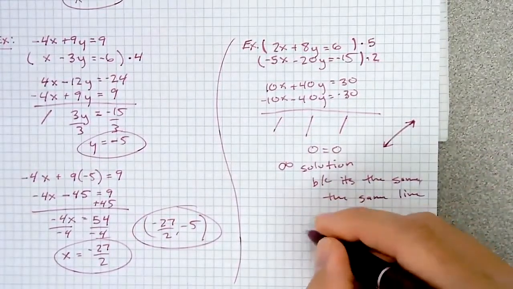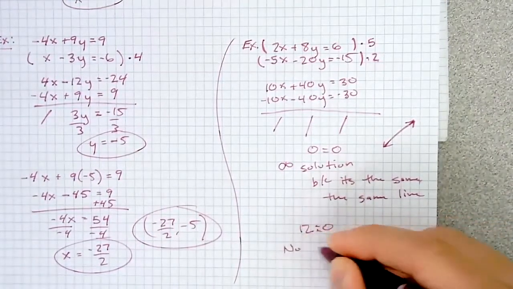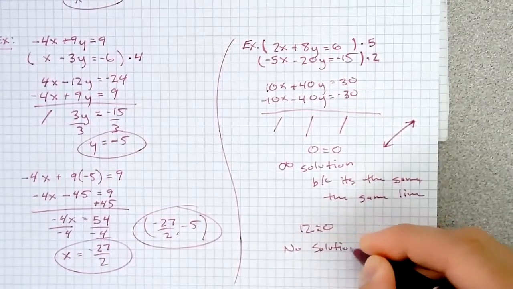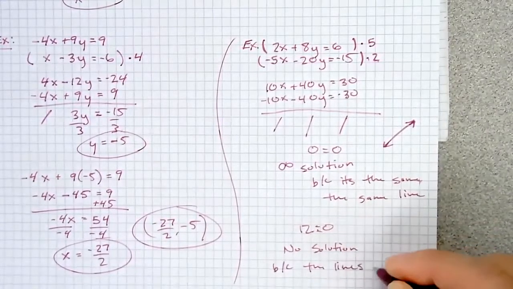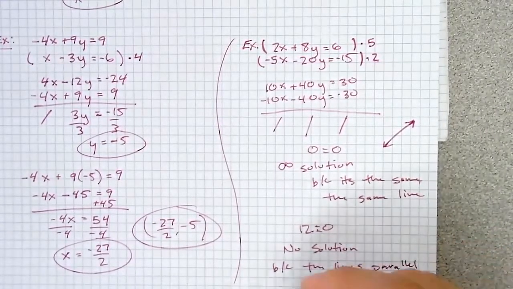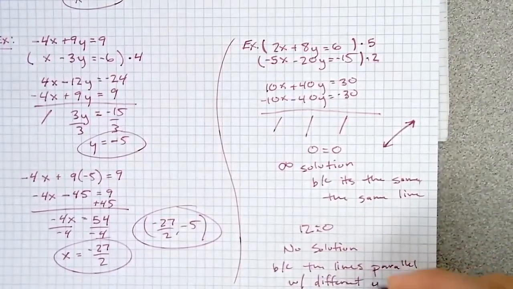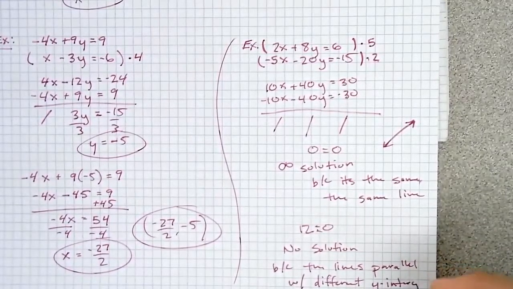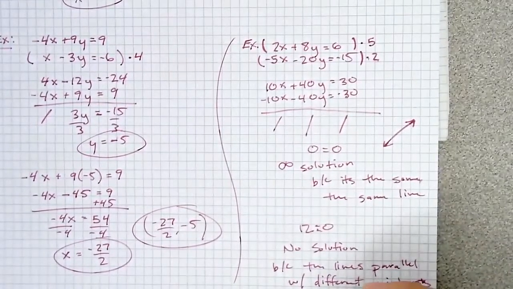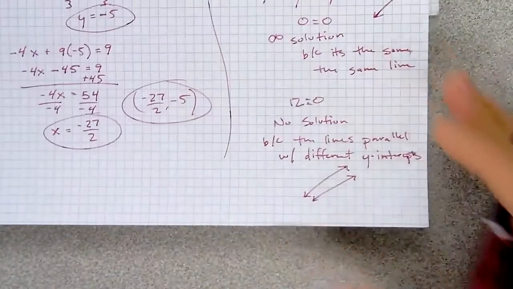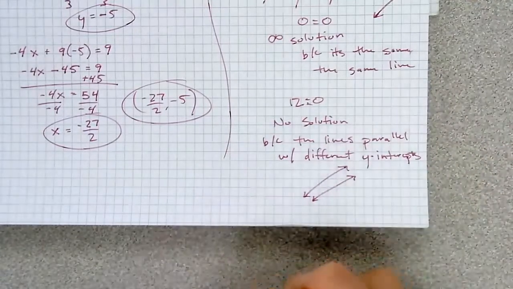If we got something like 12 equals 0, that would mean no solution. That's because the lines are parallel with different y-intercepts. So if you had two parallel lines like this, they're never going to intersect. So there is no solution that fits both of those equations.